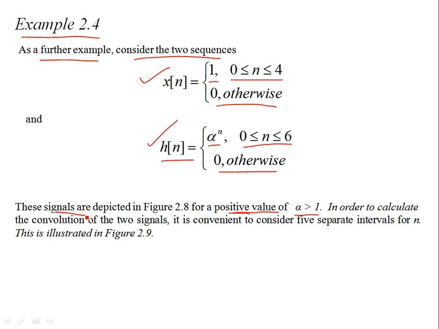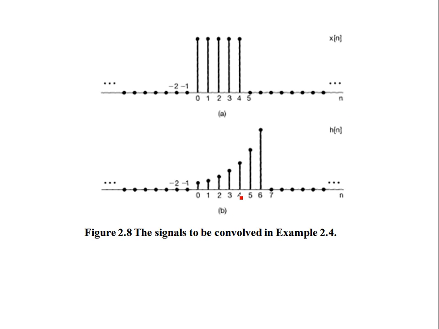These signals are depicted in figure 2.8. So here's figure 2.8. You see x of n, all samples have unit magnitude. There are 5 samples existing between 0 and 4. Otherwise, x of n is 0. Similarly, you have h of n as alpha to the n, and this exists between n equals 0 and 6. Also given is that alpha is a positive quantity and alpha is greater than 1. So it could be 2 or whatever it is.